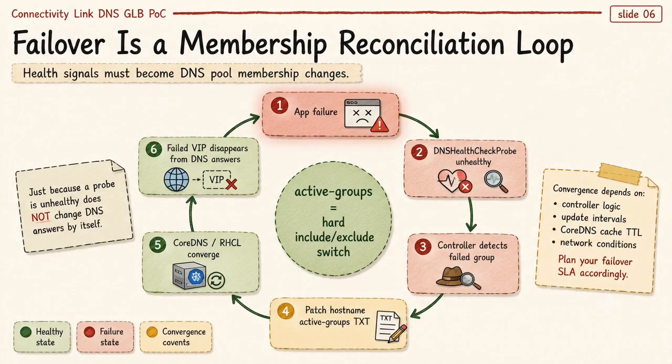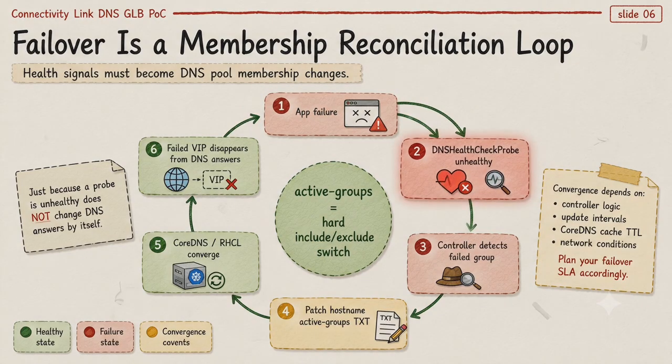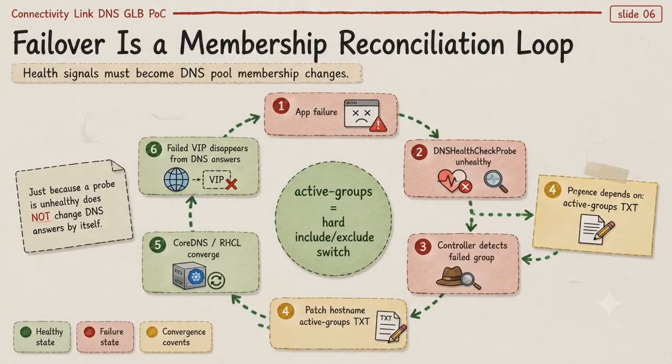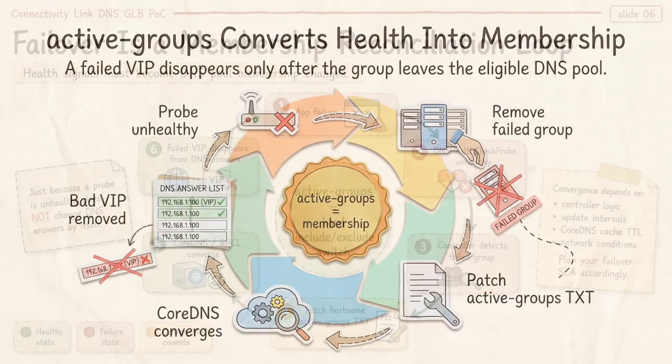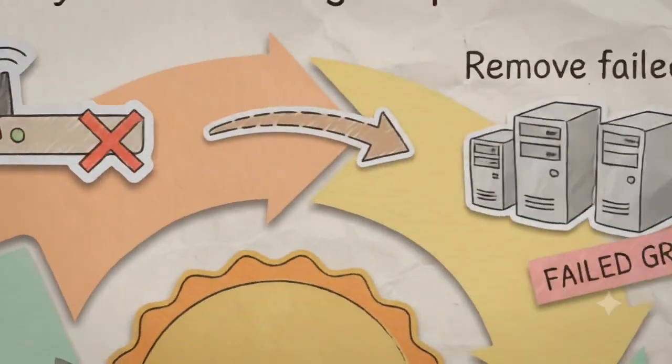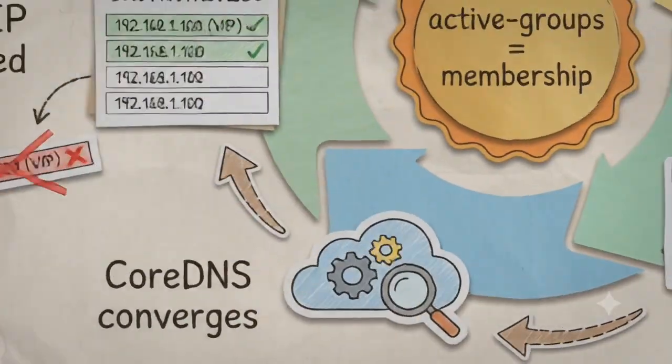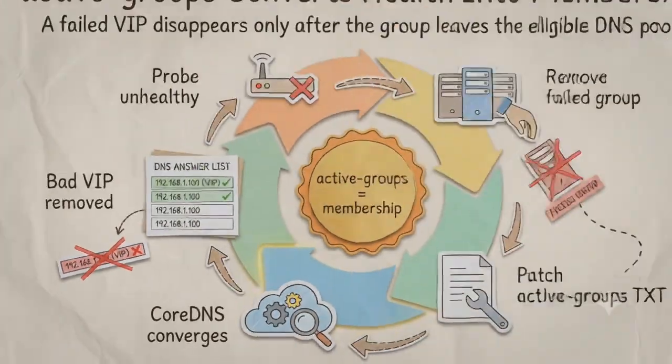Failover is a continuous reconciliation loop. Trigger pool membership. The controller detects failures and patches the active groups. Convergence depends on your specific system logic. Health checks detect an unhealthy group. The failed group is removed from the active set. The active group's TXT record is updated. Core DNS converges, removing the bad VIP.